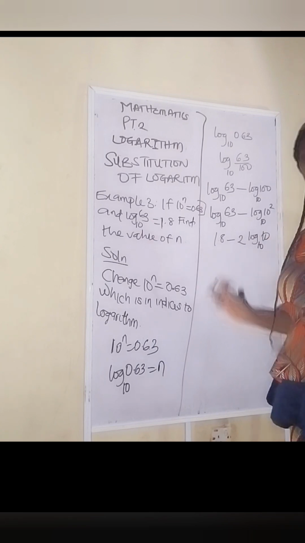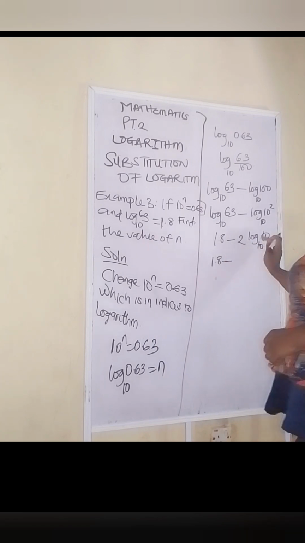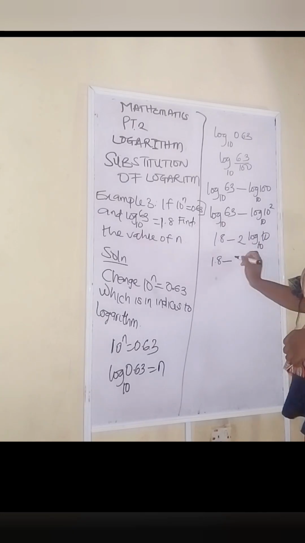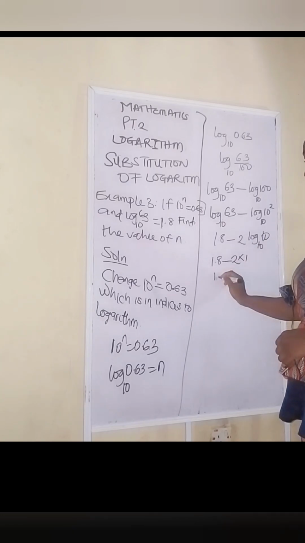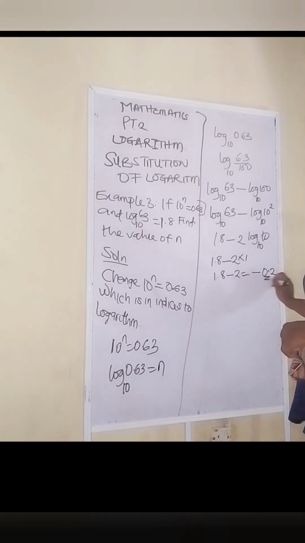I'm so sure you're getting it now. So now that is 1.8 minus, log 10 base 10 is what? 1. So that is 2. So that is 1.8 minus 2. So the answer is minus 0.2. So that is our final answer.